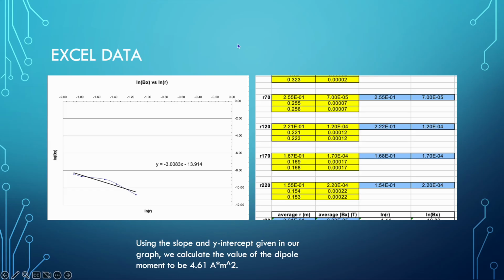Here's our Excel data. On the left, we have our graph that was generated from the data on the right, which we got from our experiment. Using this data, we can use the slope and the intercept given in this formula on the graph, and we use that to calculate the value of the dipole moment to be 4.61 amperes meters squared.